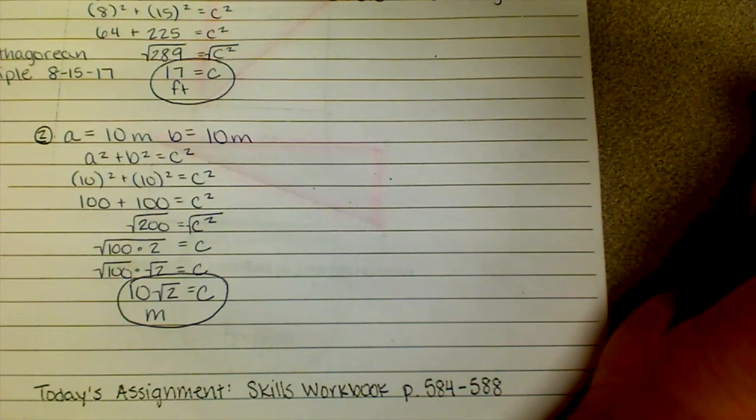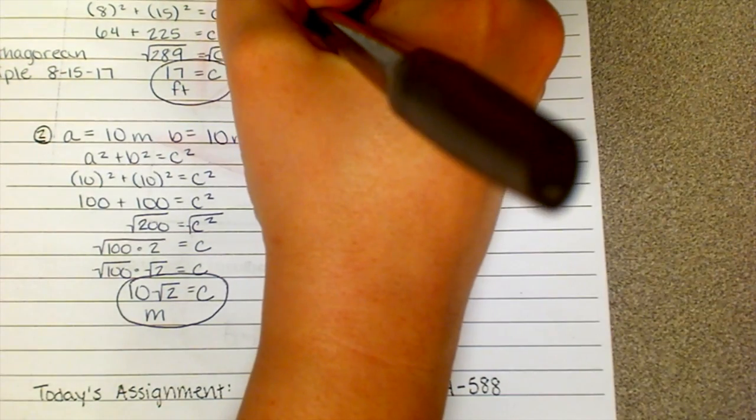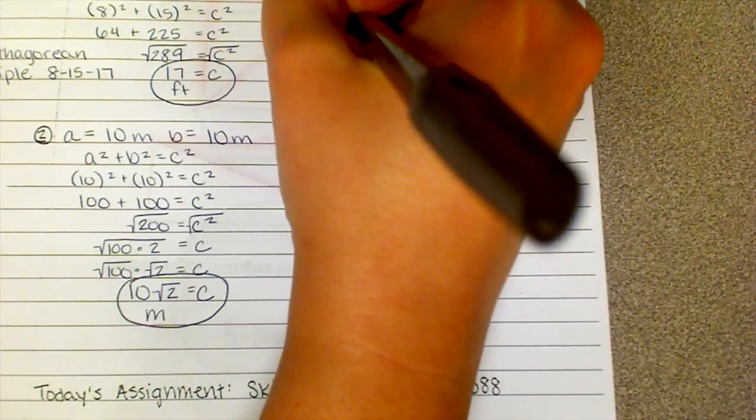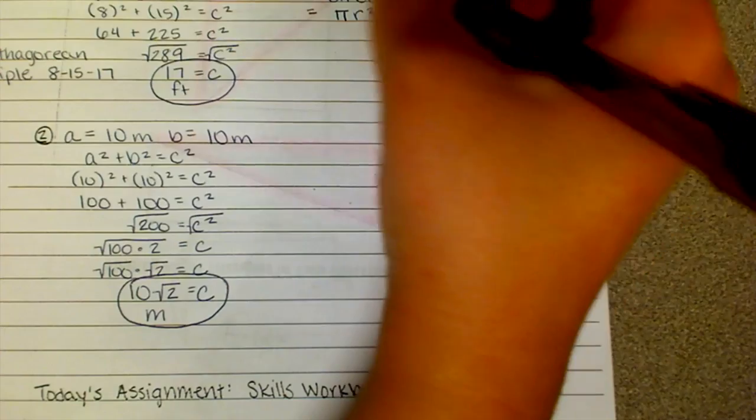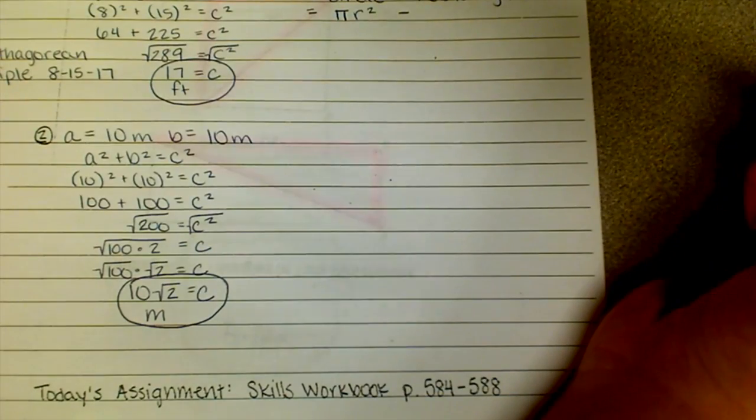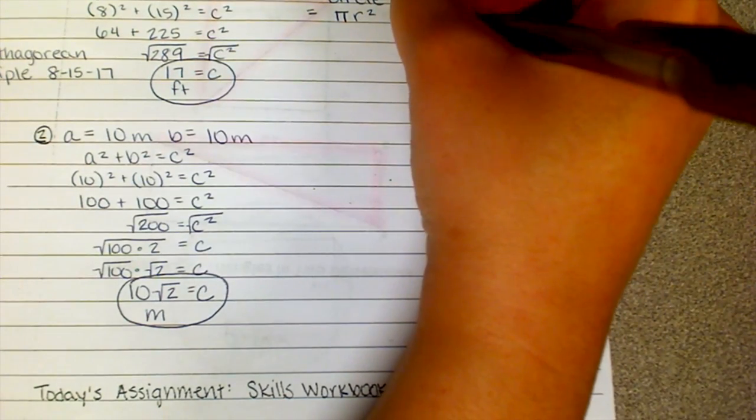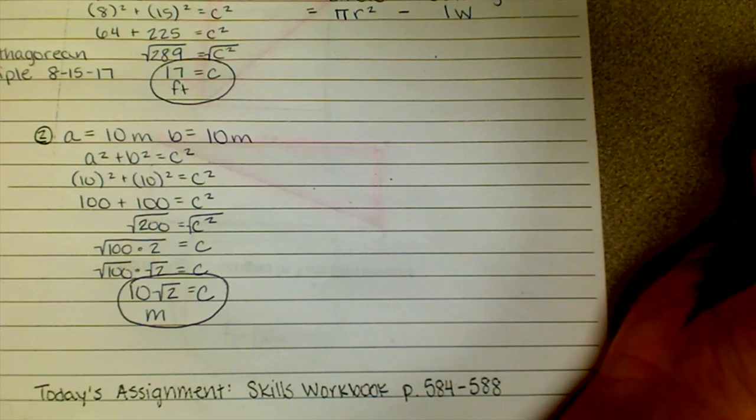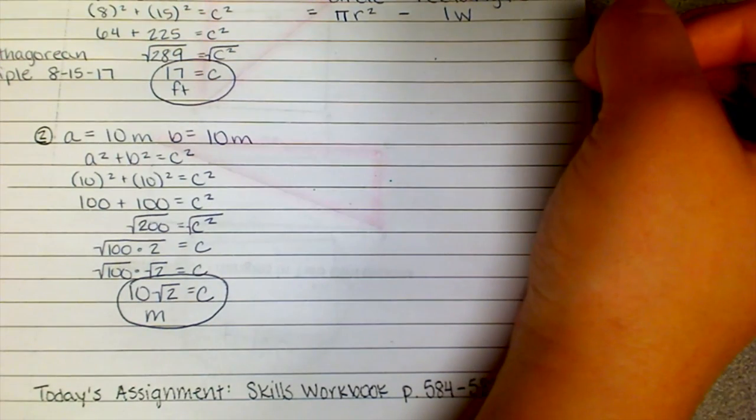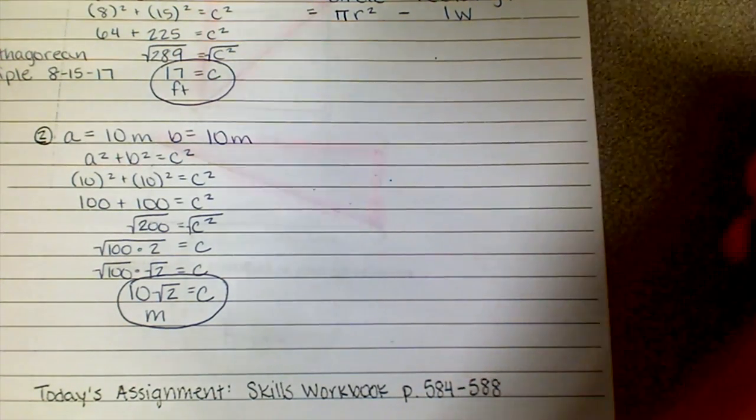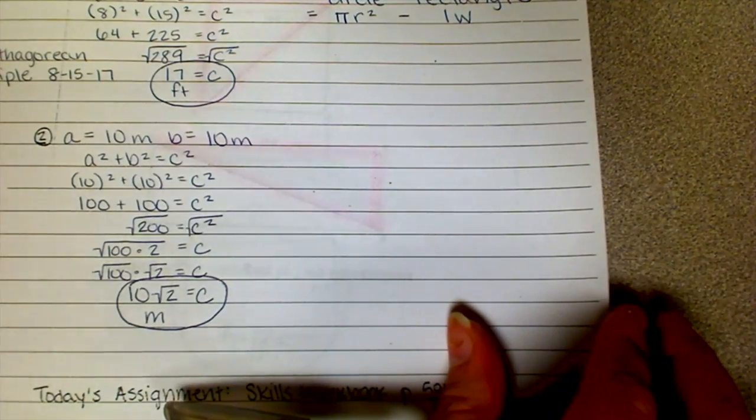What is the formula for area of a circle? Does anyone know? The formula for area of a circle is pi r squared. Does anyone know the area for a rectangle? It is length times width. I'm going to flip this over because I've got to show you the picture now.